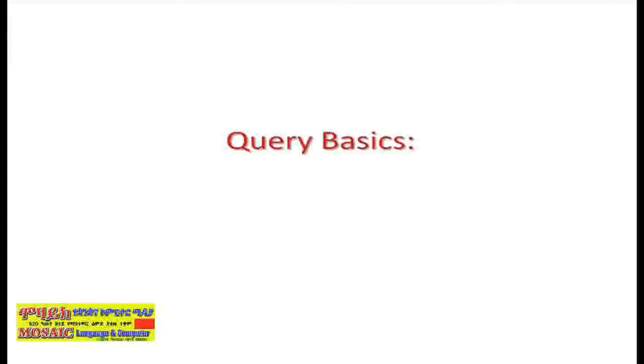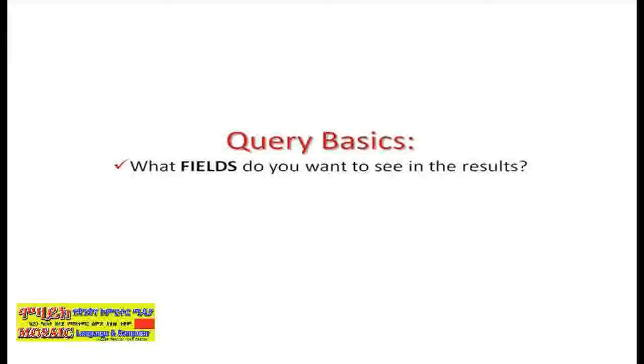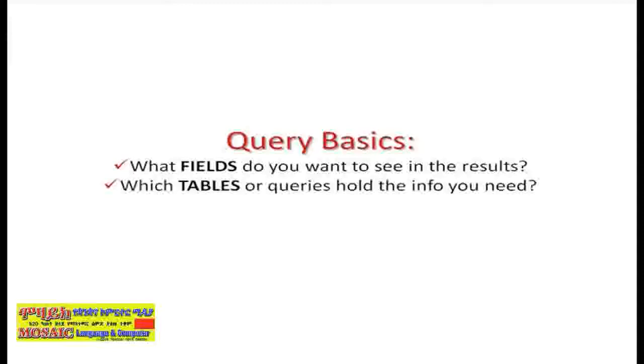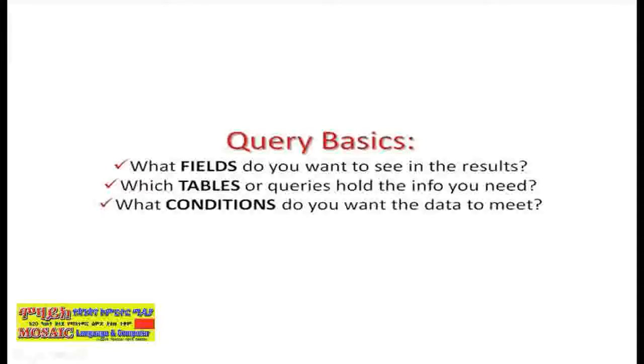To make any query work, you need to know three things. What fields do you want to see in the results? In this step, you're selecting the fields you want Access to show you in your results. Which tables or queries hold the info you need? In this step, you're telling Access where to get the information from. What conditions do you want the data to meet? This is telling Access that you want to see all the records where a certain condition is met.